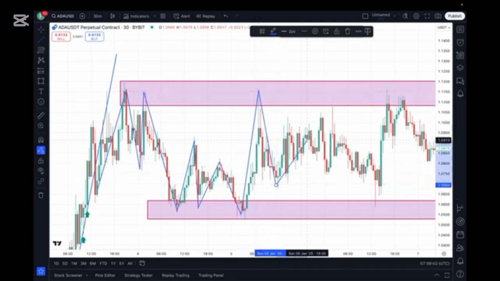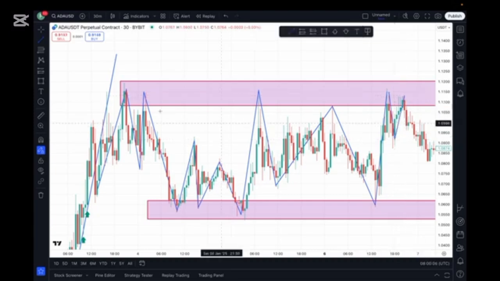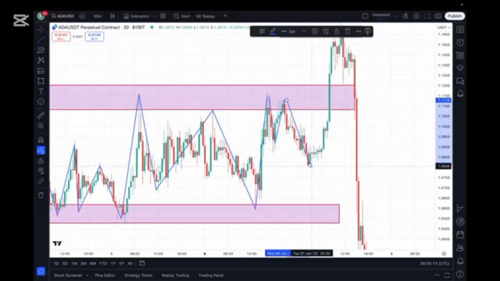So let me just skip to the end. So you can see it got again to this point. To this point. And then it keeps on going to those areas, and then it keeps on rejecting and then keeps going back and forth. So let me just finish it right here. And then it comes right here and then we have a breakout right here.